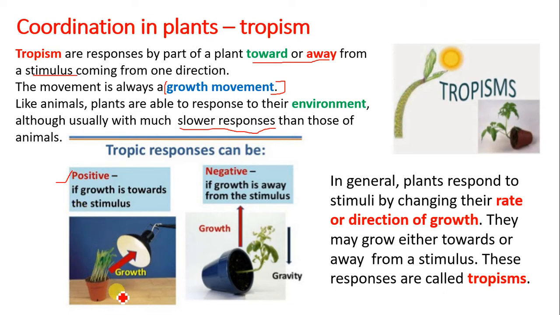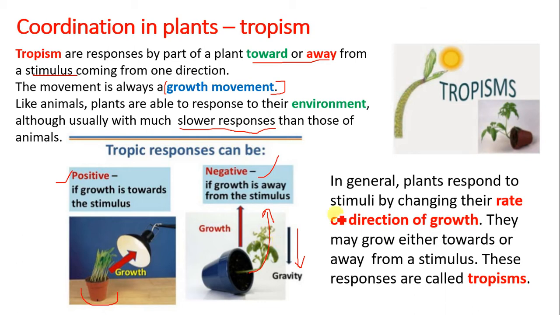Like in this diagram now, you find out that the plant here is growing towards the source of light. So this is positive phototropism being depicted here. Then it can also be negative if growth is away from the stimulus. So you see, this is gravity. The gravity is moving, supposed to be down. So this shoot of the plant is growing upward. So it's not growing towards gravity. So in this case, this shoot of this plant is experiencing what is called negative gravitropism.